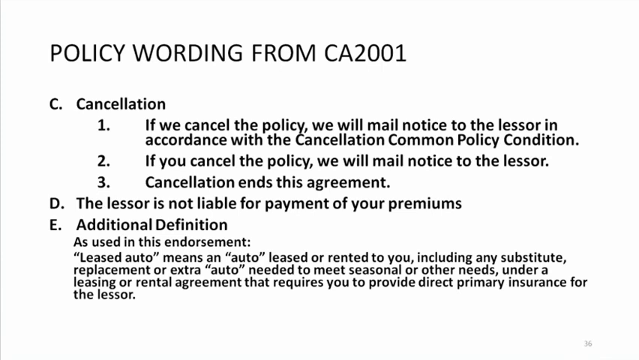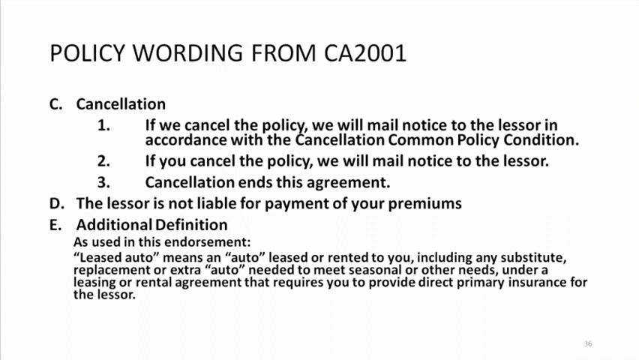That's occurring here. There are two provisions here. First is the cancellation. There is a third cancellation provision. So we have to send notice of cancellation to the leasing company. There are other national insured endorsements where we don't have to, but here we have to. So if it's canceled, we must mail the cancellation, and the cancellation ends this agreement. The lessor or leasing company is not liable for premium.